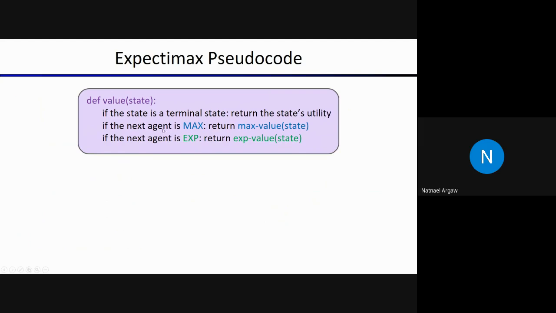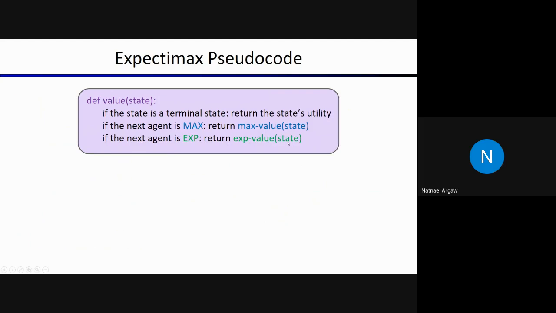But if the next agent is max, that means if the node is a maximizer node, then the Expectimax algorithm computes the maximum value of state, as we have been doing in the Minimax algorithm, which is the same. But for the third condition, if the next agent is an expected utility calculator, rather than a minimizer, that is, if it is a chance node, then the return will be the result of the expected value calculator function.